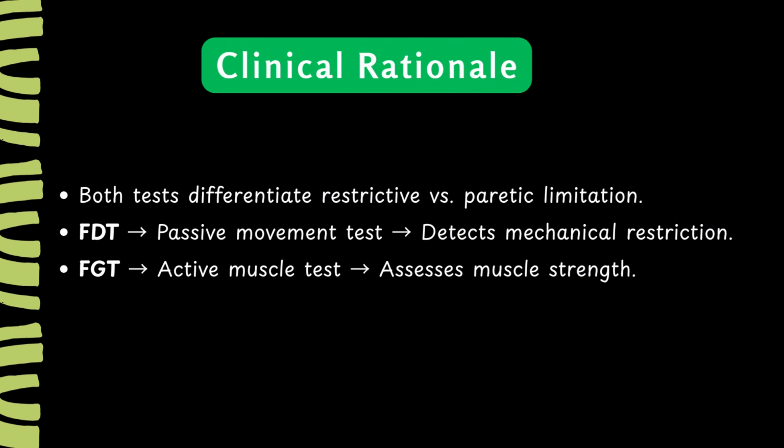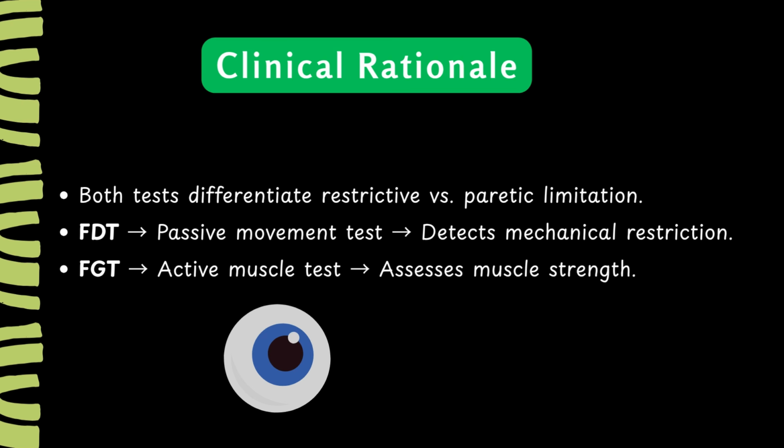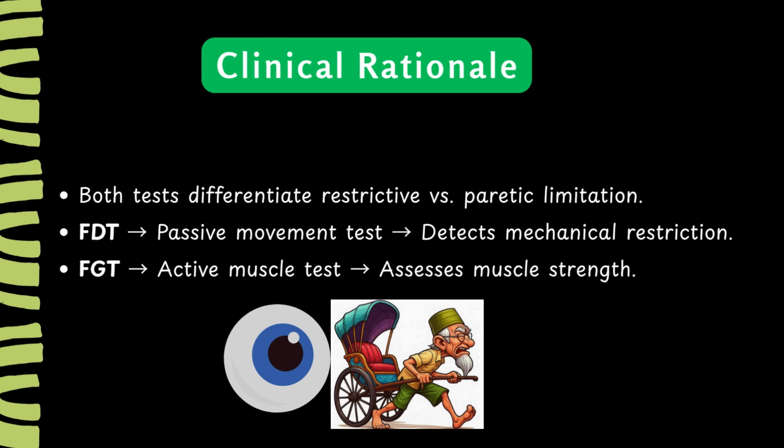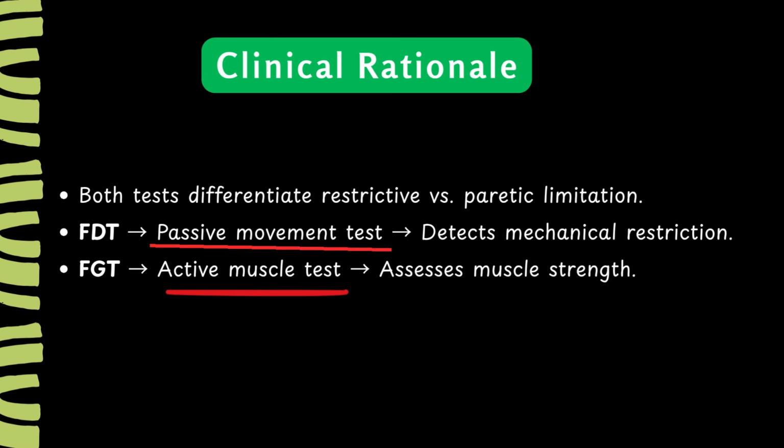Let's understand the basic clinical rationale behind these tests. The forced duction test tells us if there's a mechanical restriction, something tight or fibrosed opposing the direction of the limited movement. The forced generation test, on the other hand, assesses how strongly the weak muscle can still contract, that is, how much force it can actively generate. In short, the forced duction test is a passive test and the examiner moves the eyeball, whereas the forced generation test is an active test. Here, the patient moves the eye while the examiner resists and evaluates the strength.